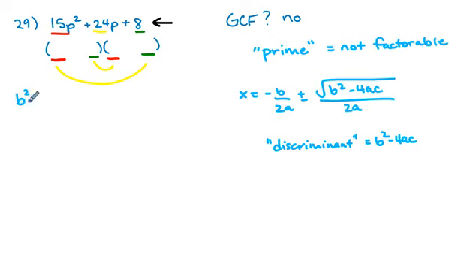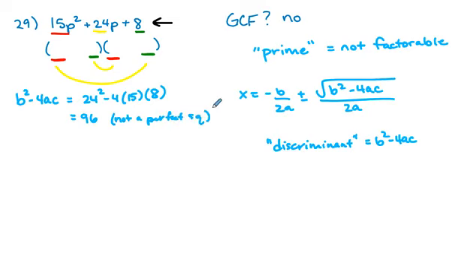So b squared minus 4ac is 24 squared minus 4 times 15 times 8, and that works out to be 96. 96 is not a perfect square. So this means that we have something that's not factorable, so our answer is just going to be prime.